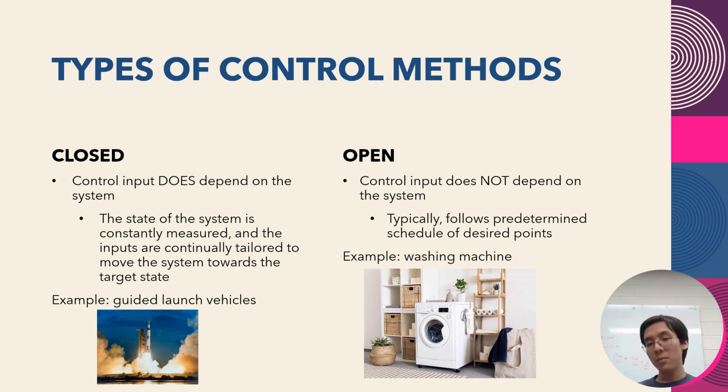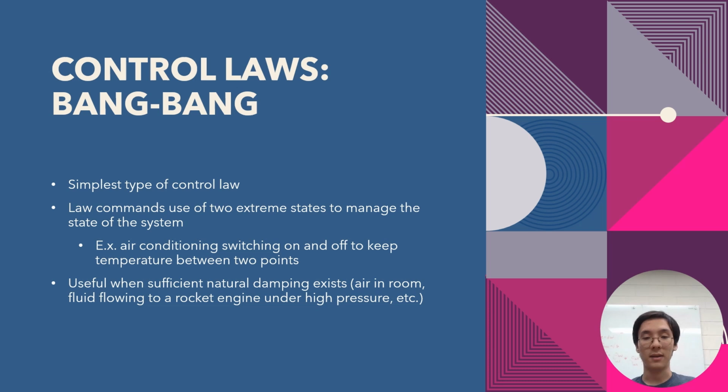For an open loop control system, the control input does not depend on the state of the system. It usually follows a predetermined schedule of desired control points. For example, a washing machine. You set a wash time and you hit start. Basically, it just runs for a certain amount of time and it doesn't sense how wet or how clean the clothes are. It just runs to that time and then stops. That's much simpler, but there's a certain amount of adaptability that you're missing.